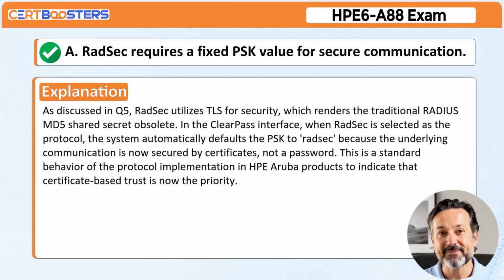RADSEC requires a fixed PSK value for secure communication. Explanation. RADSEC utilizes TLS for security, which renders the traditional RADIUS MD5 shared secret obsolete. In the ClearPass interface, when RADSEC is selected as the protocol, the system automatically defaults the PSK to RADSEC because the underlying communication is now secured by certificates, not a password. This is a standard behavior of the protocol implementation in HPE Aruba products to indicate that certificate-based trust is now the priority.